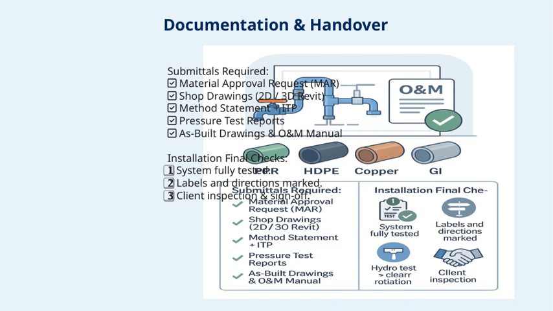Moving on to installation final checks, there are 3 key points to ensure everything is complete and ready for handover. First, we verify that the system has been fully tested, ensuring it operates correctly and safely. Second, we check that all labels and directions are clearly marked, so future users understand the system's operation. And third, the client must conduct an inspection and give their sign-off, confirming they are satisfied with the work done. This process not only guarantees quality, but also ensures a smooth transition from construction to operation. Proper documentation and thorough final checks are what make sure the system performs reliably and meets all expectations.